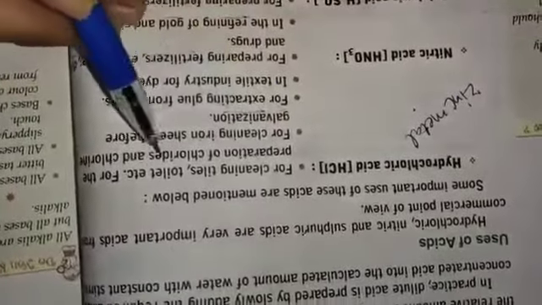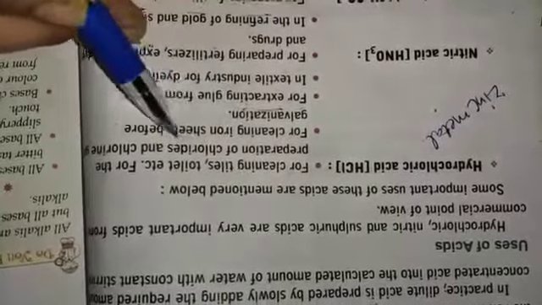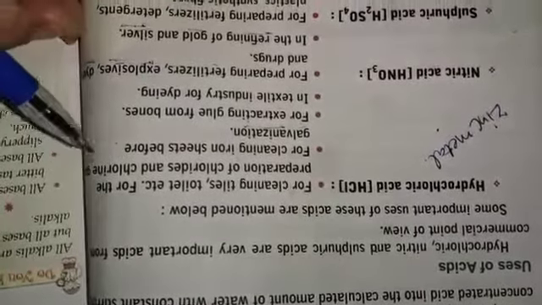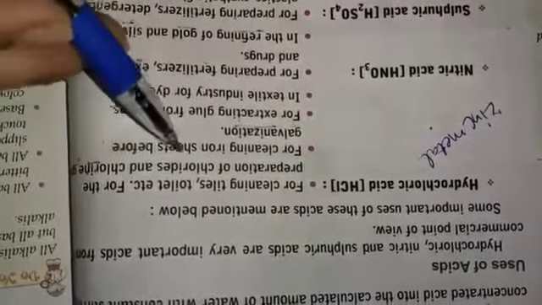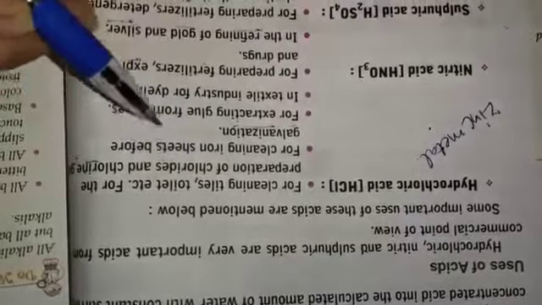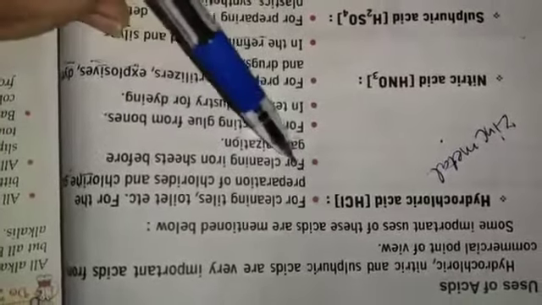Here we will read about its uses for cleaning tiles, toilets, and for the preparation of chlorides and chlorine gas. Chlorine tablets are also there, which we use for cleaning water. For the preparation of chlorine gas, and for chlorides like NaCl, salt, sodium chloride, hydrochloric acid can also be used.